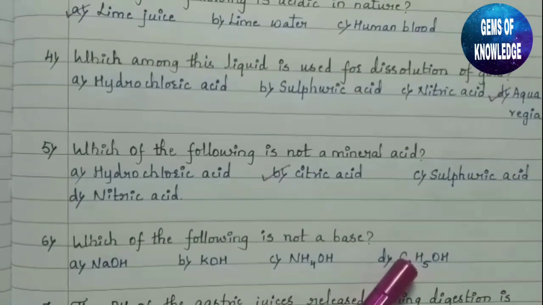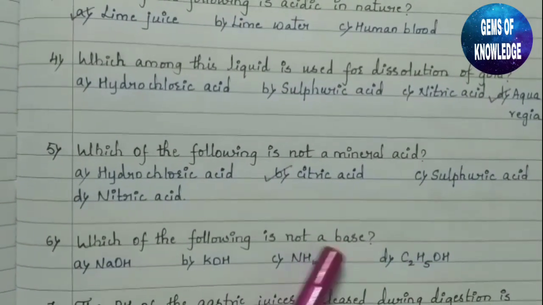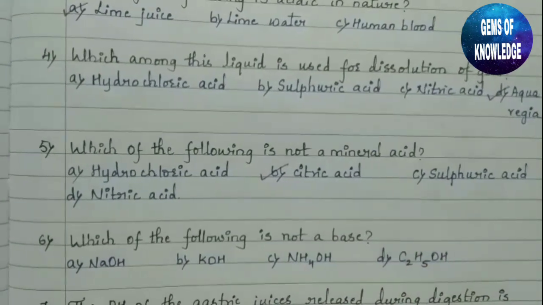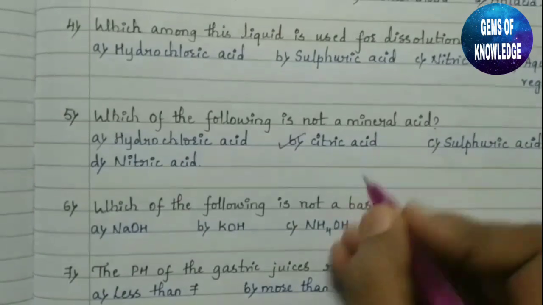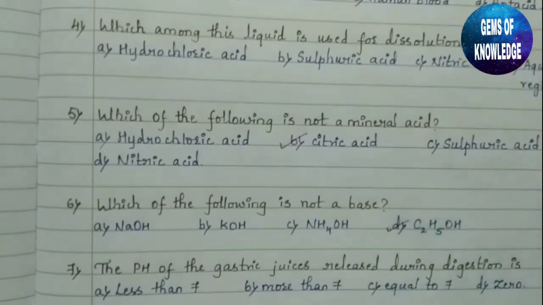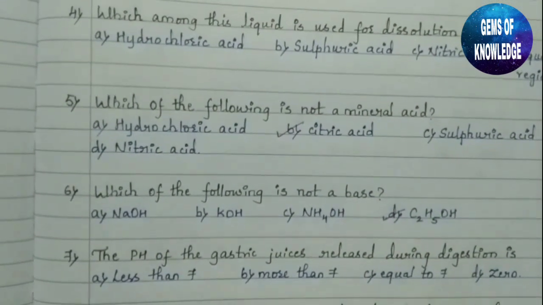Okay, it is alcohol. So this is not a base. So this is basically not a base, it is an alcohol. So the correct option here is this one, C2H5OH.